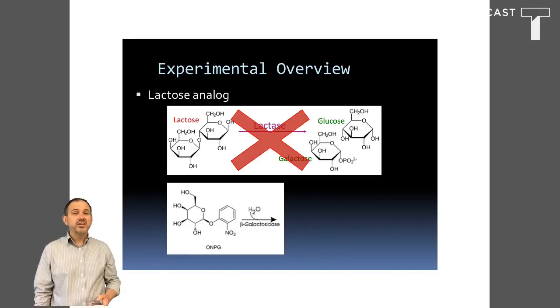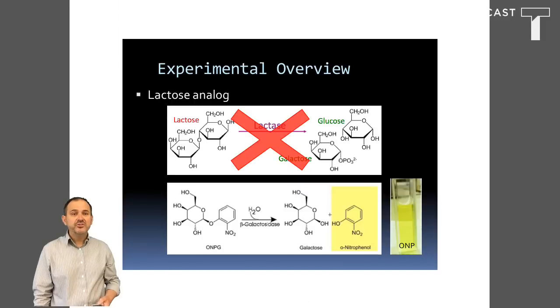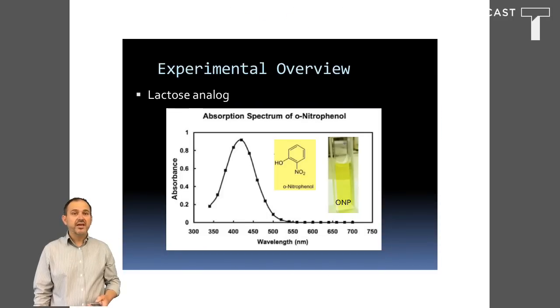Now OnpG is reacted on by lactase to produce two products. It cleaves the glycosidic linkage, and those happen to be galactose and another important product called O-nitrophenol, which happens to be bright yellow. And this is very advantageous in that it absorbs light at a wavelength of 420 nanometers. So we can monitor this formation of this product in a spectrophotometer, which indirectly allows us to determine lactase activity.